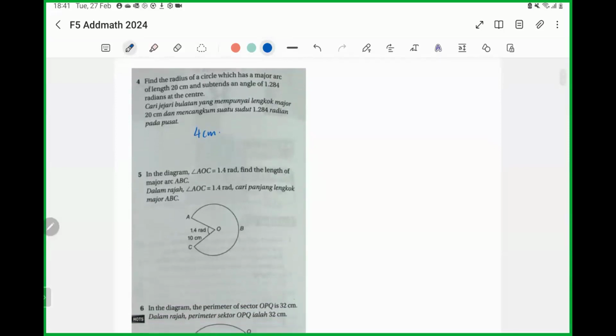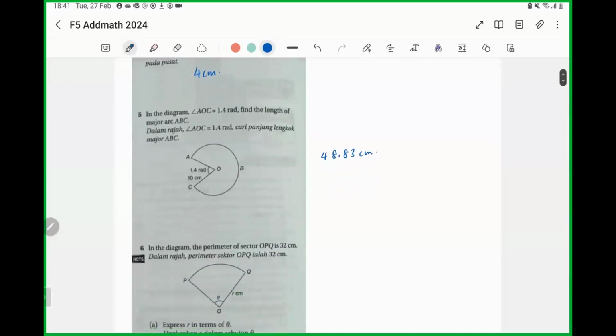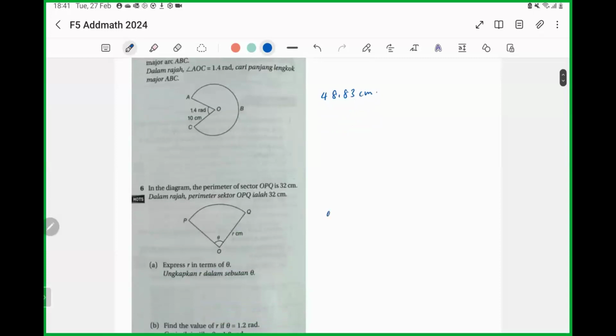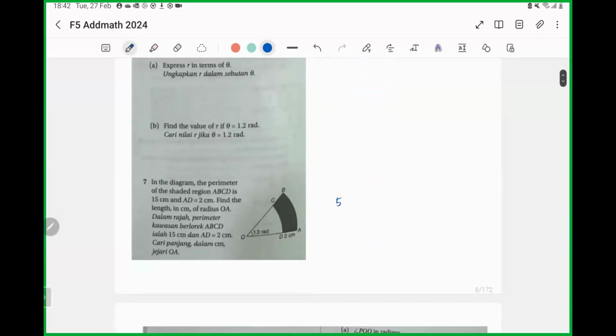Okay, question number 4 is 4 cm. Question number 5 is 48.83 cm. Then question number 6a is 32 over 2 plus theta, sorry, 2 plus theta. And for B it is 10 cm. Okay, and for question number 7, the answer is 5.231.